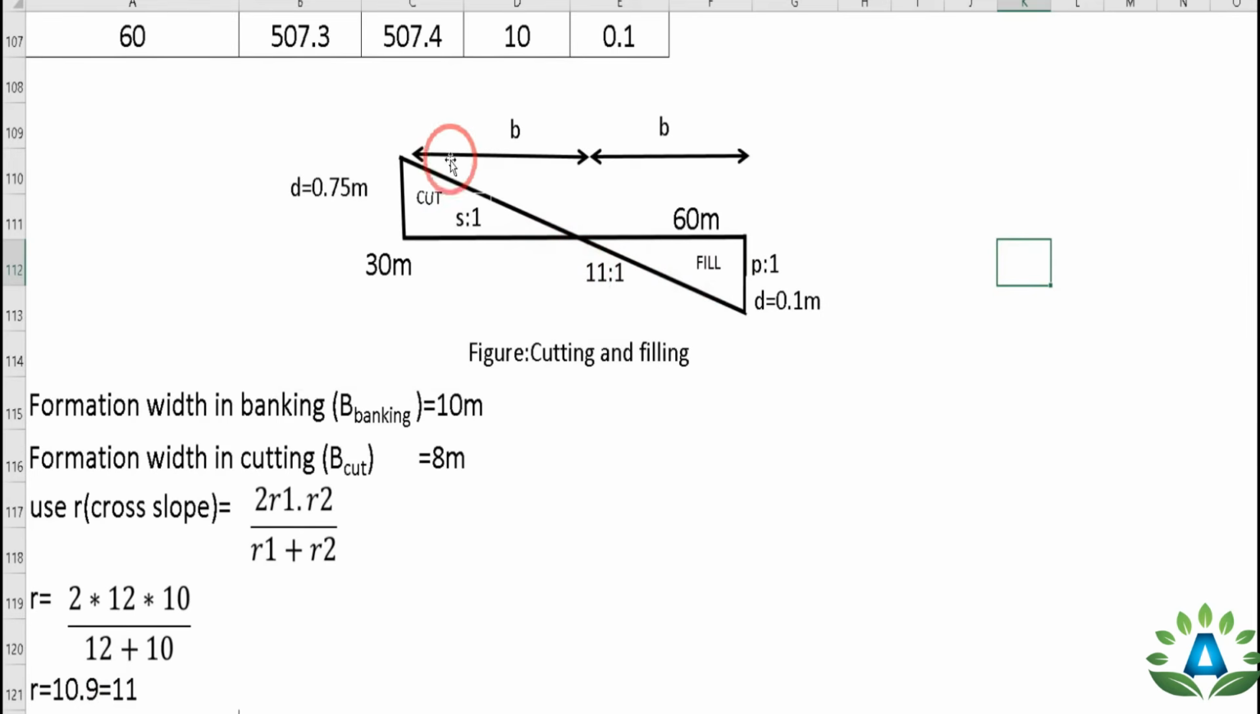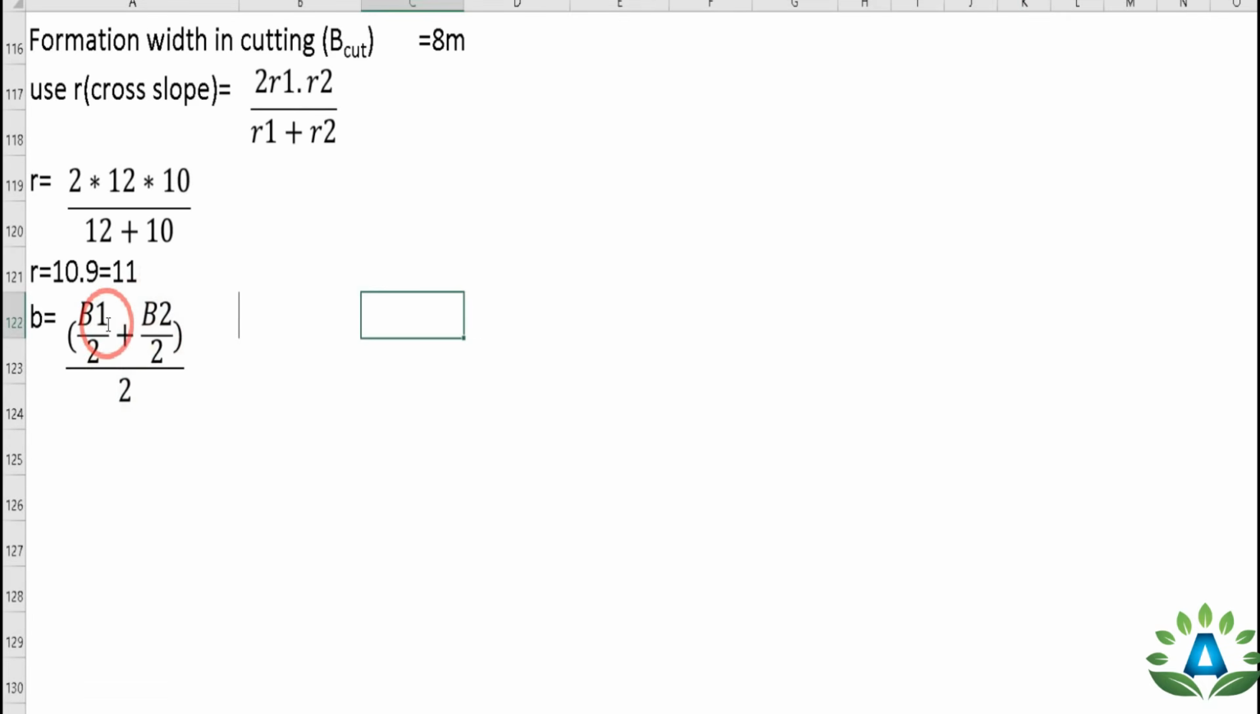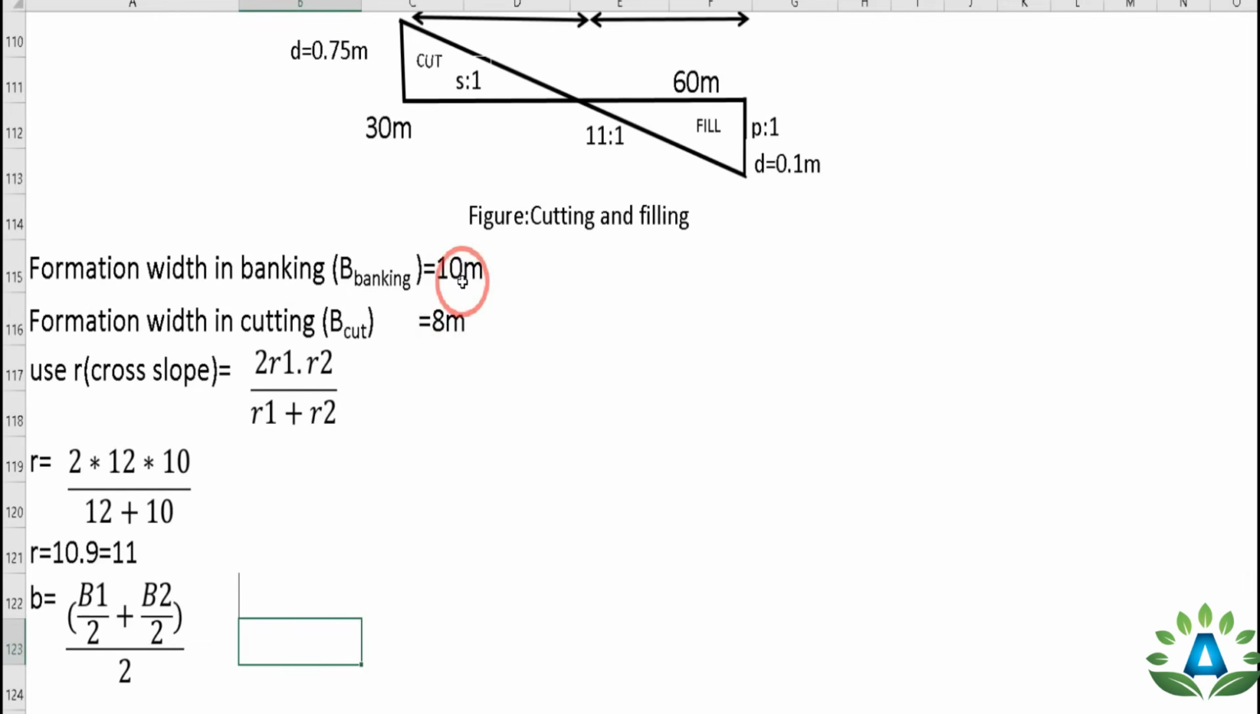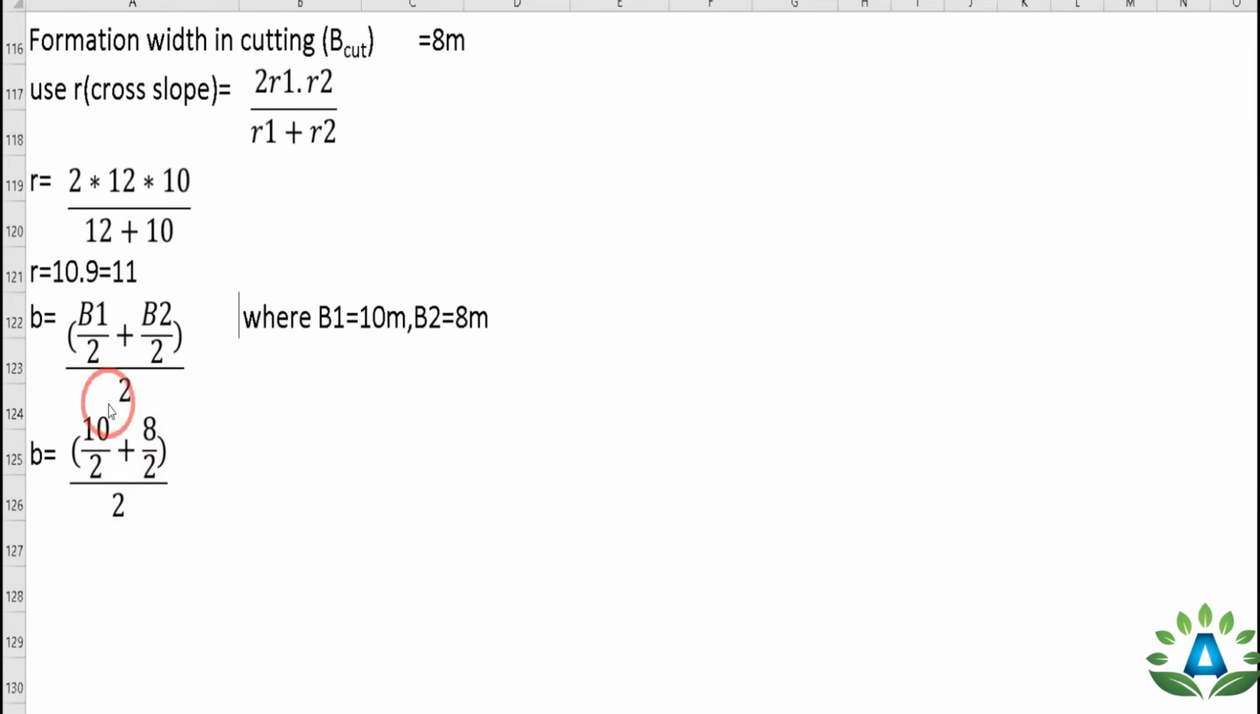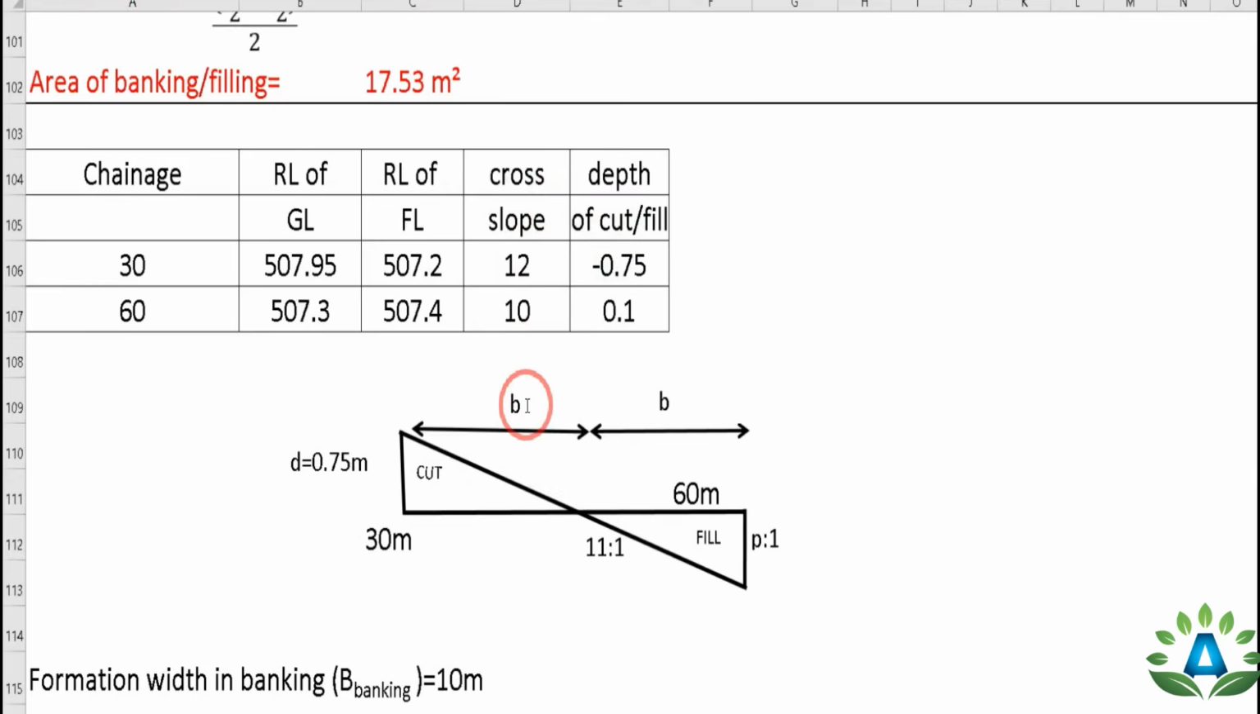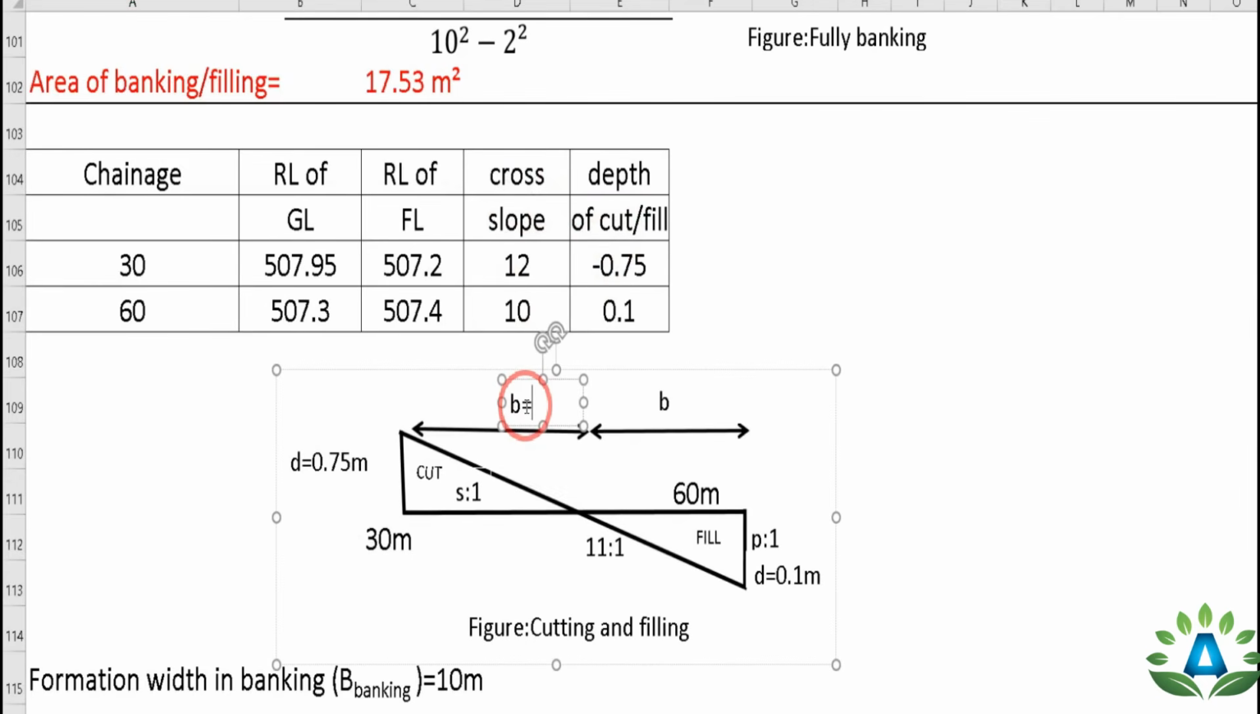Now we need to find the value of this B, in which this B1 means the formation width of the cut and B2 is the formation width of banking. So here B1 equals to 10 and B2 equals to 8. So let's put the value. So while solving this value, we get this value of B equals to 4.5 meter. So it means that here in this figure we have this B equals to 4.5 and here also B equals to 4.5.